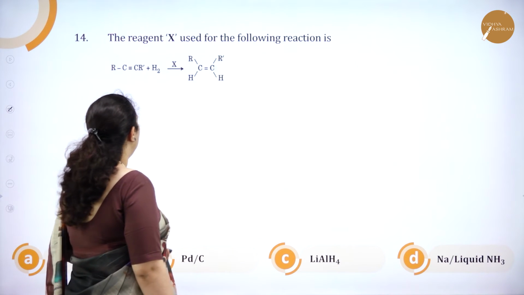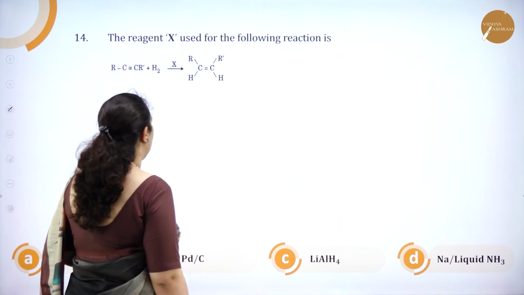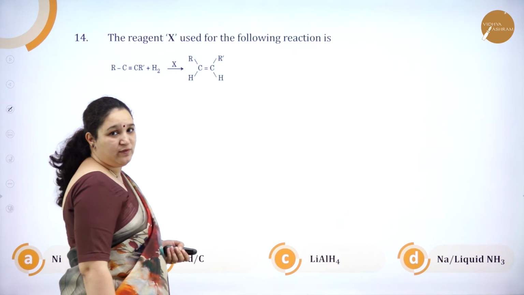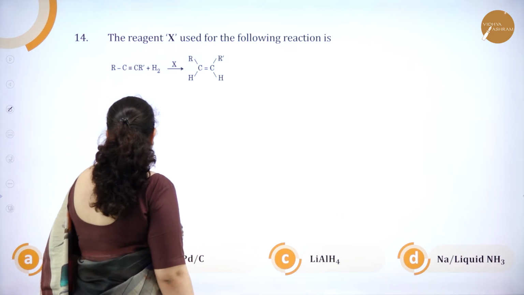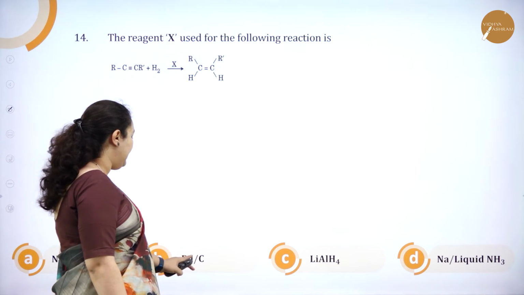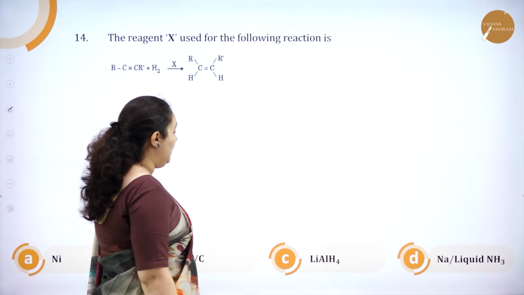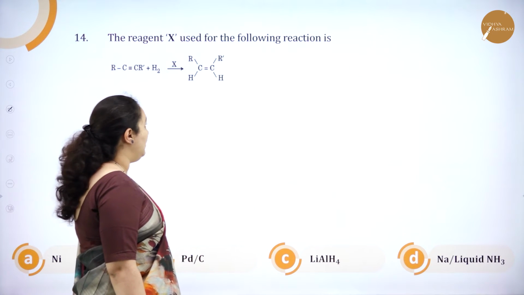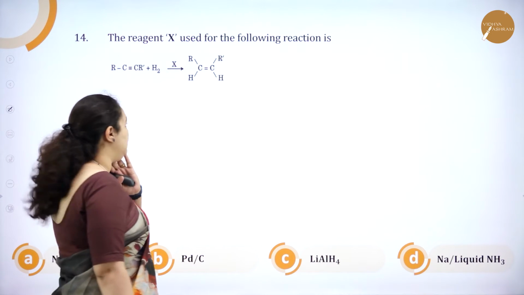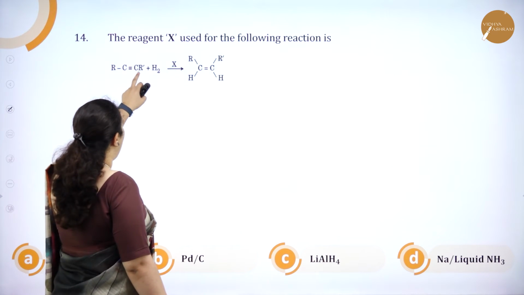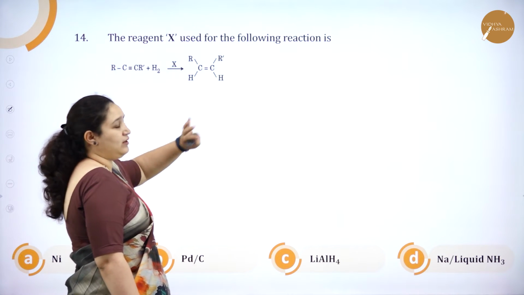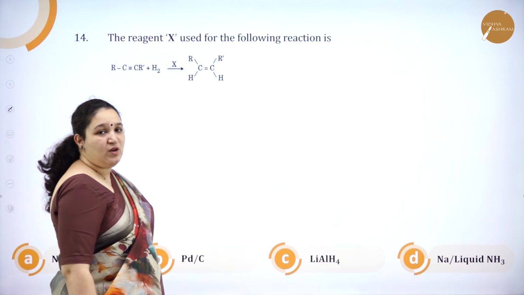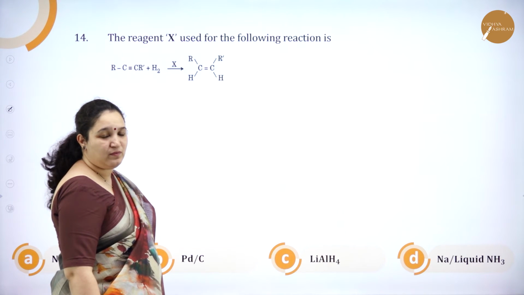Next one. The reagent X used for the following reaction is. We'll see the options, that is the catalyst we are supposed to use. First one we have is nickel. Option B is palladium with carbon. C is nickel aluminum hydride, and D is sodium with liquid ammonia. Now, what is happening in the reaction? Addition of hydrogen is happening, one bond is broken and hydrogen gets added to both the carbon atoms. Correct? Triple bond is converted into double bond. So it is a reduction reaction which is happening.